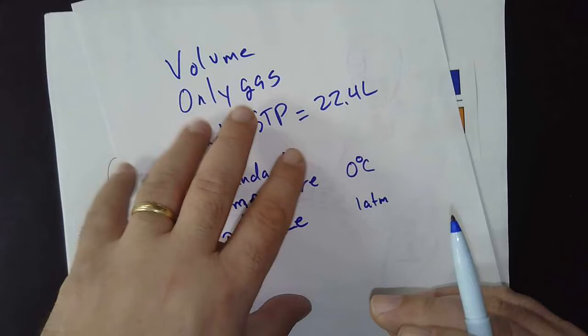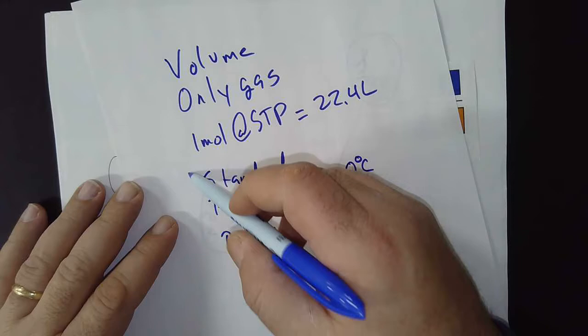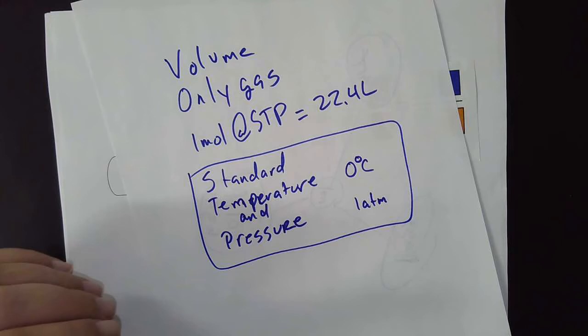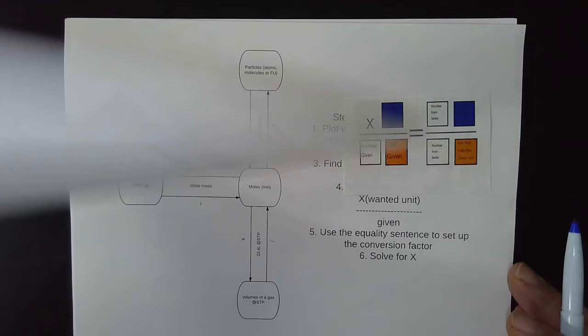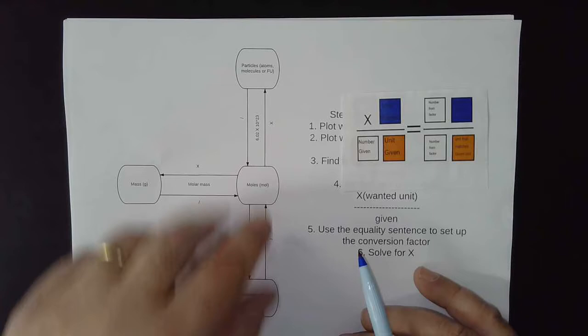So this is just something that you're going to assume you're always at in this class, because I cannot do volume unless I'm at STP. Does that make sense to everybody? Now, we do have factors on each bridge. Anytime I'm crossing a bridge, I'm using the factor on that bridge.